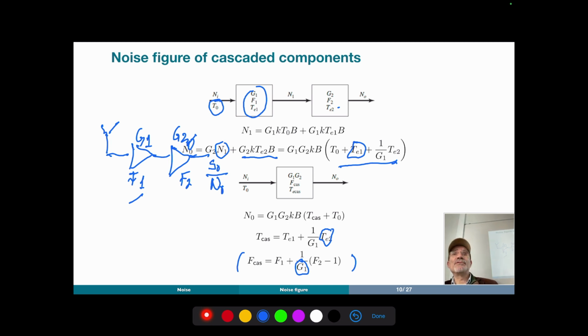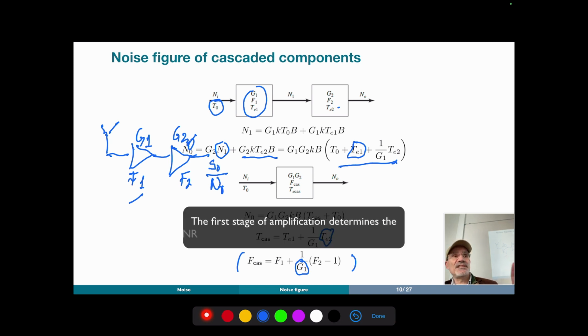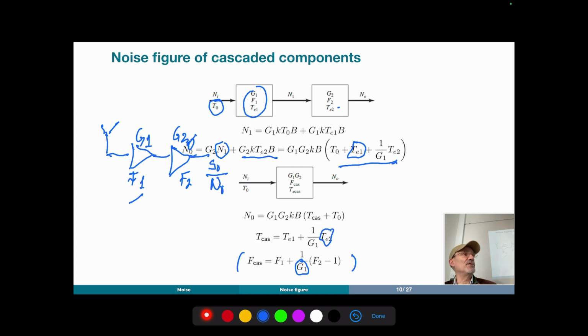And so the main conclusion is that it is the first stage that defines the signal-to-noise ratio at the input. And so it's very important that the first stage is the one that introduces the least amount of noise. And so usually the first stage is a low noise amplifier, designed specifically to be a low noise amplifier. Okay, that's an important result.